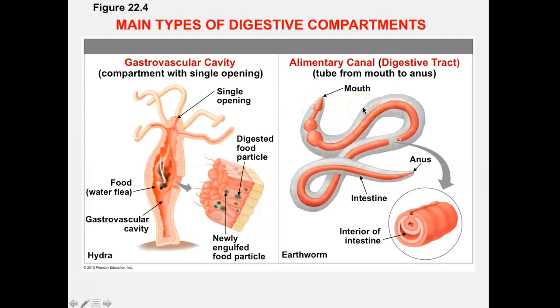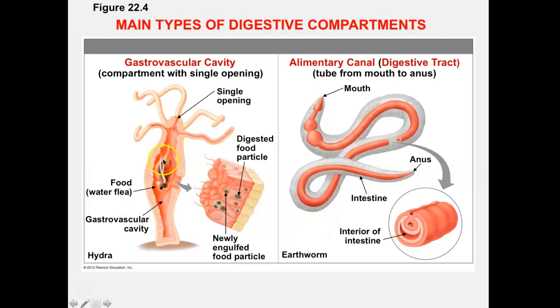The alimentary canal or digestive tract has two openings. This is familiar to us, because we have a complete tract. One opening serves to take in the food. That's going to be called the mouth. The food will travel through the digestive tract in one direction, and then all the waste comes out the other side, or the anus. So all along the path of the alimentary canal is specialized to break down the nutrients, but in a way that doesn't harm the cells of the body, and absorb those nutrients as well.